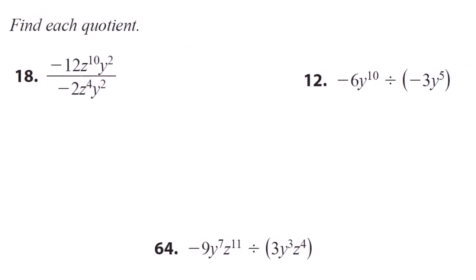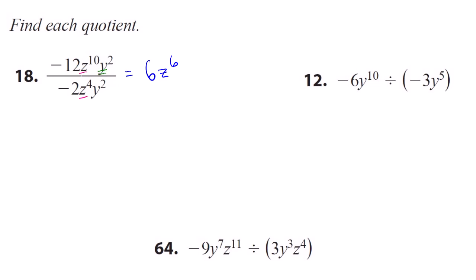All right, so number 18, similar situation. Now we have negative 12 divided by negative 2. So once again, we just do normal number things, right? We divide. Negative 12 divided by negative 2. And negative divided by negative is a positive. And 12 divided by 2 is 6, so it would be positive 6, right? Then we deal with the z's. So those are like bases. So z to the 10th divided by z to the 4th, we subtract the exponents. So 10 minus 4 is 6, right?